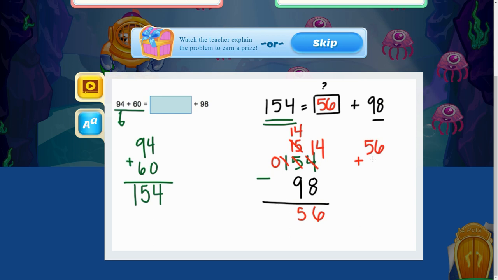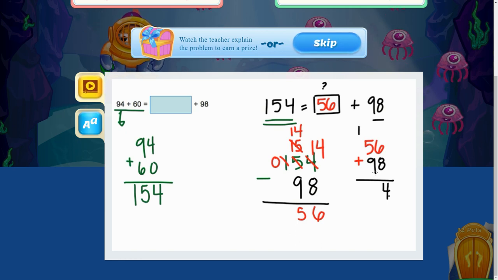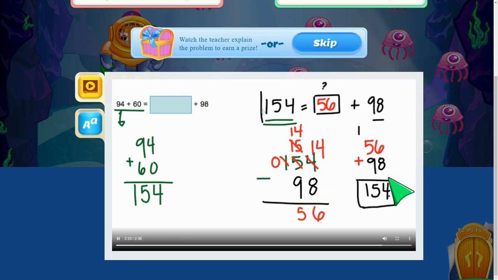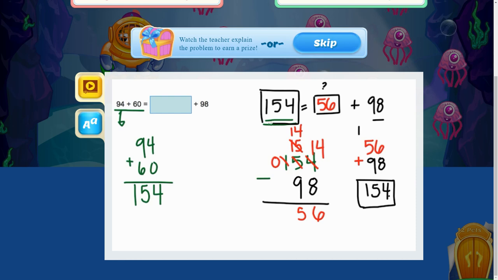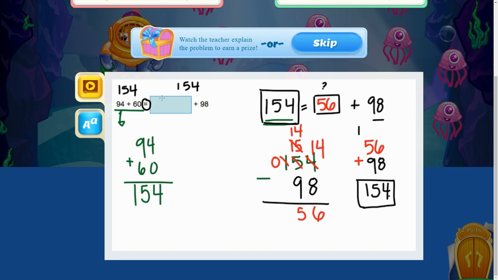plus 98. So we have 6 plus 8 equals 14, so we're going to carry the 1. We have 1 plus 5 plus 9 equals 15, so we're going to carry over the 1 to our hundreds place. And now we have 154. So we know we have the correct answer because we have 154 on both sides. So that's what the equal sign means. That means that this equals 154, and this also has to equal 154. So the correct answer here is 56.